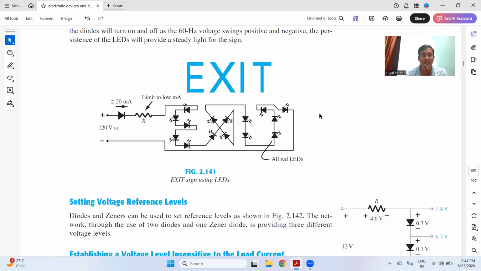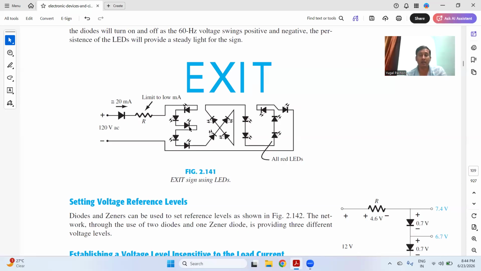So I think this display we have already discussed using the LED. Suppose you want to design an exit display, EXIT. These diodes are arranged in the form of E. These diodes are arranged in the form of X. This is I and this is T. And if you apply the voltage across them, then there is a diode. So all of these are in forward biasing mode.